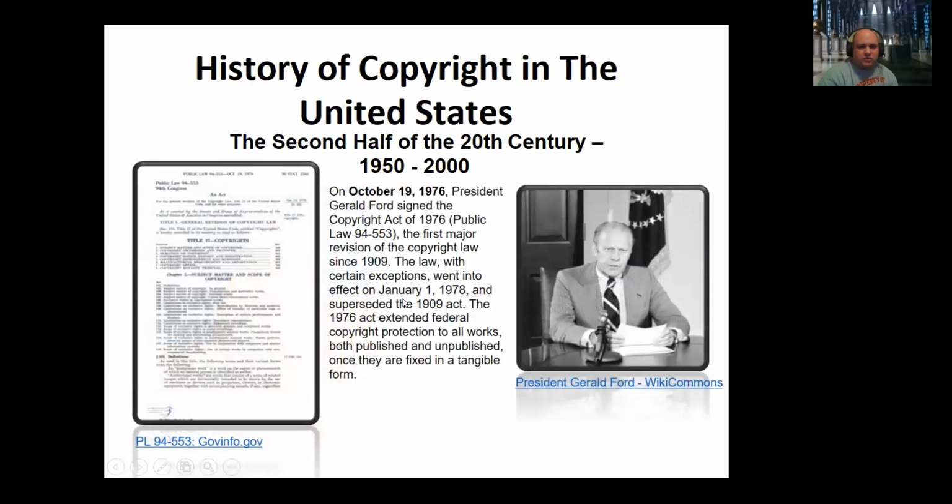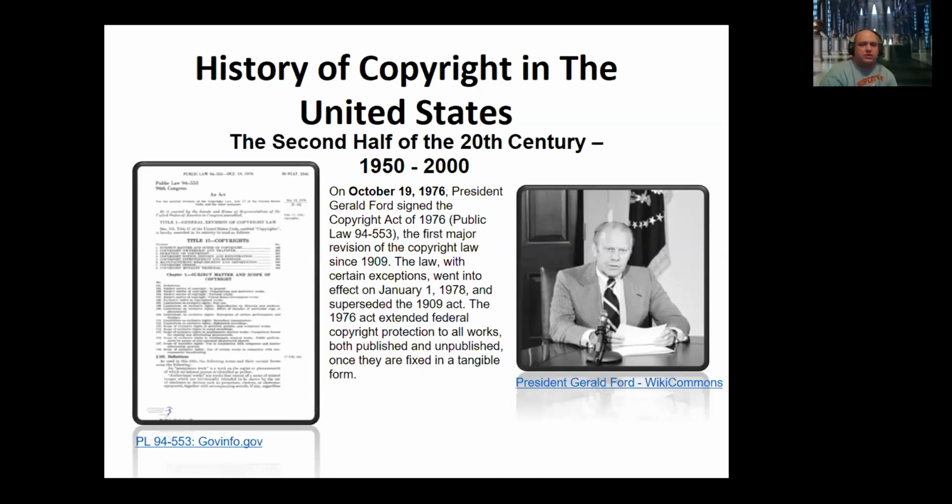So here we see when the copyright revisions get signed into law, 1976, with the Copyright Act, Public Law 94-553. This was the first major revision of the copyright law since 1909. This is where we start to see certain exceptions and extensions being put forth, and it was signed by President Ford. The 1976 Act extended federal copyright protection to all works, both published and unpublished, once they are in a fixed tangible form.